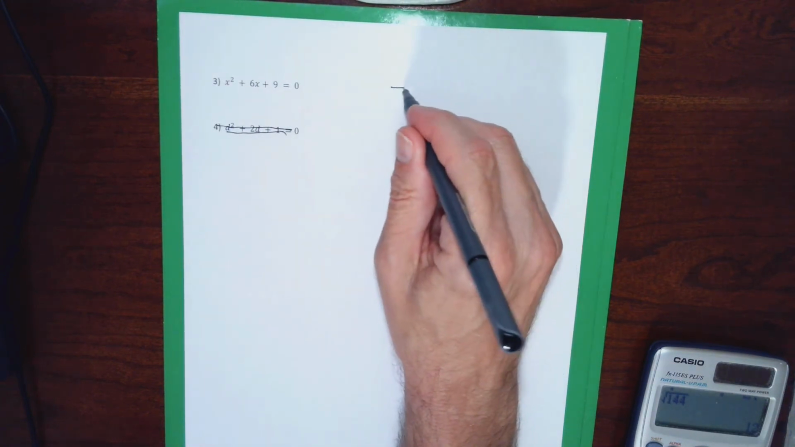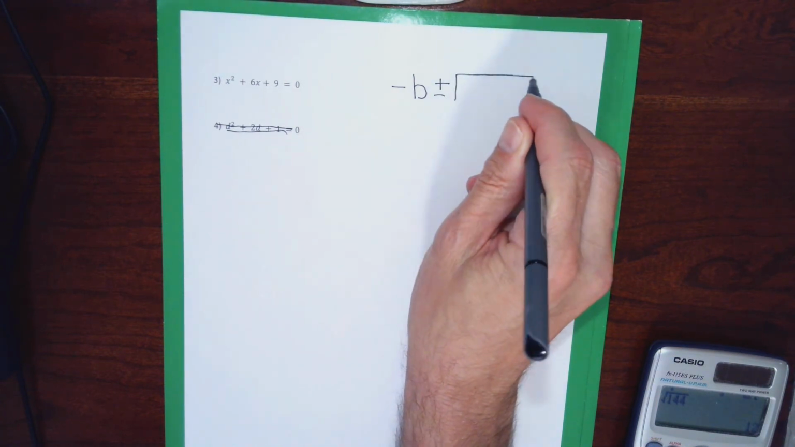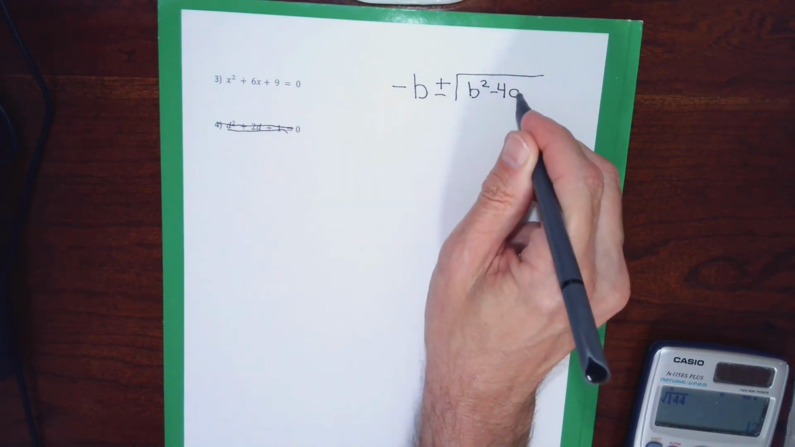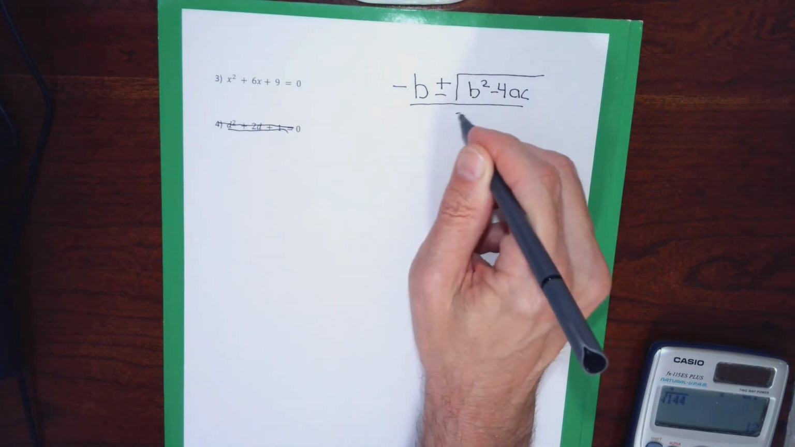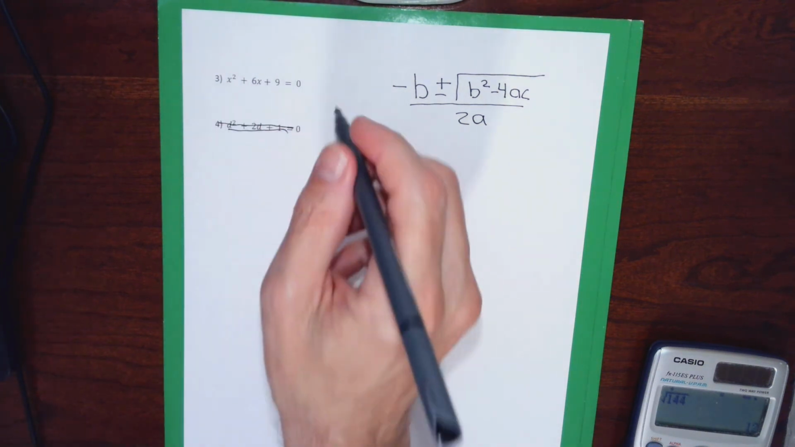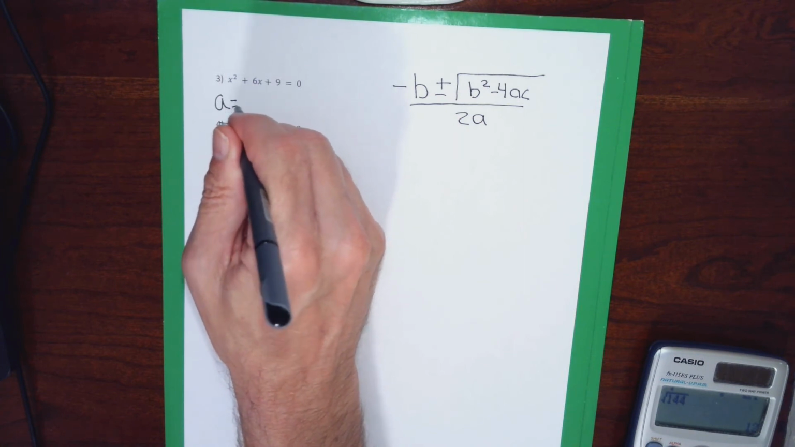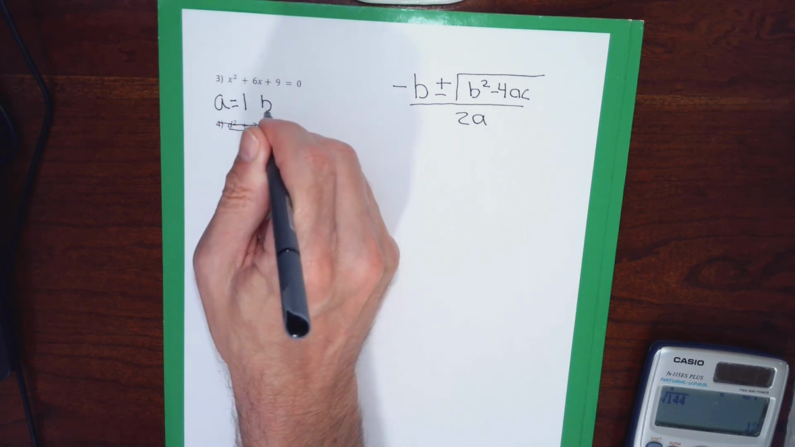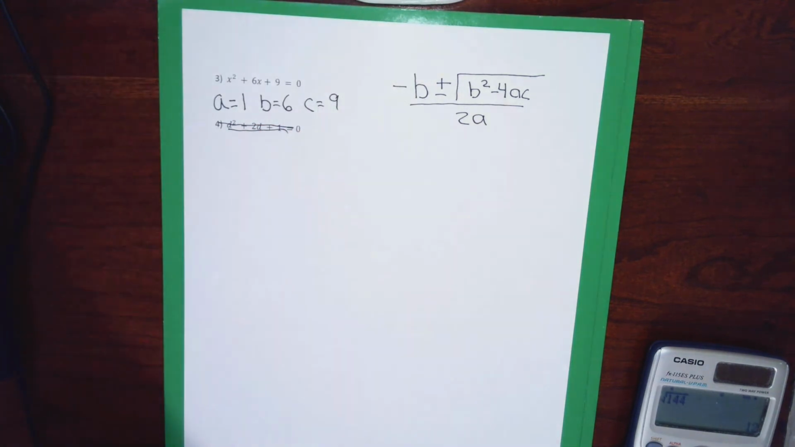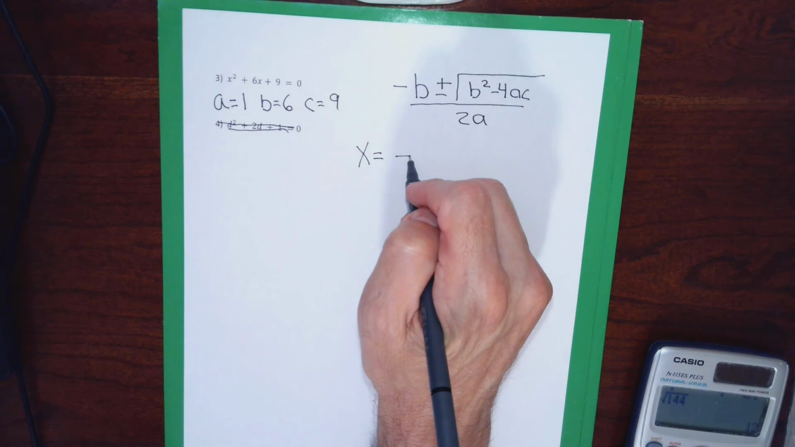So I'm going to write that quadratic formula down, which is negative b plus or minus the square root of b squared minus 4ac over 2a. Since this problem has 3 terms, it's set equal to 0, it's a squared term, a constant, and a first power term. It's eligible for the quadratic formula. So my a is going to be 1, my b is going to be positive 6, my c is going to be 9, and I'm going to write x equals, and then negative sign from the formula.